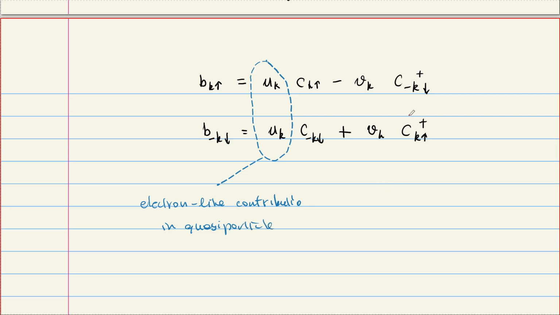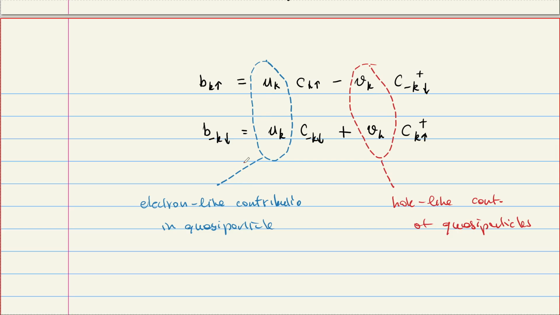And so this piece, if you look at these amplitudes, they are multiplying C daggers. And C dagger is the opposite of electron, which is going to be hole-like, right? So this is the hole-like contribution of quasi-particles. And these are the coherence factors, U and V.